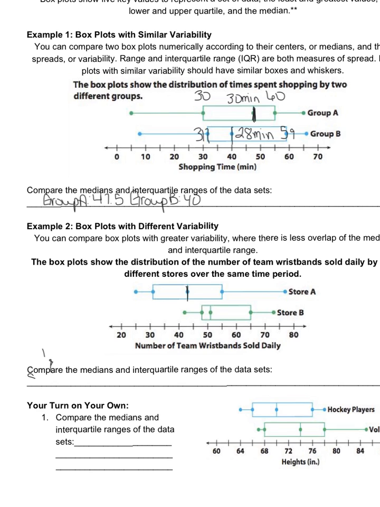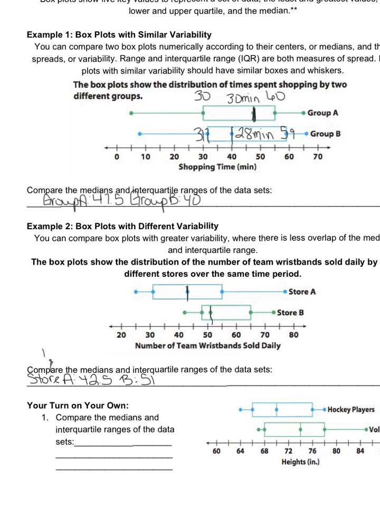So store A, the median is 42.5, and we can see here in store B that the median would be 51. So the median is greater in store B than it is with store A.